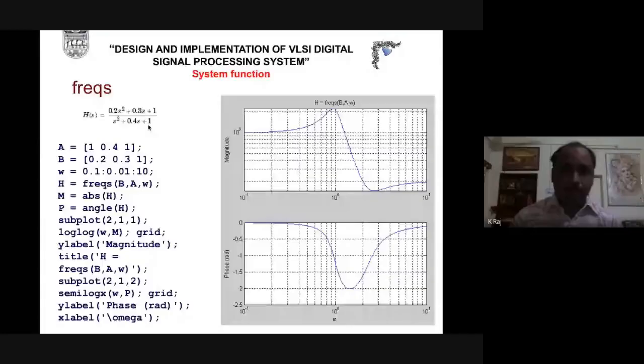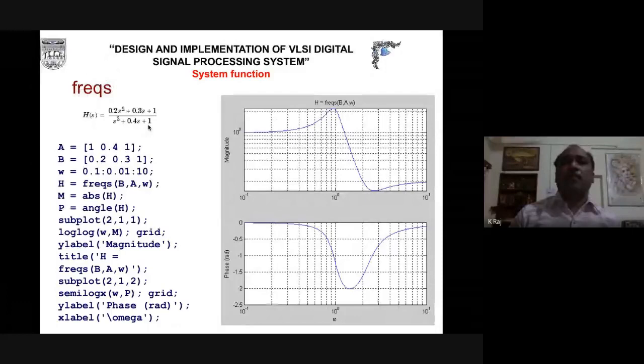In order to consider a larger range of frequency, we make the frequency axis, the x-axis, logarithmic, and we can also make both axes logarithmic. If we use only the semi-log, then we have to use the semilogx command, and if we use logarithmic axes on both, then we have to use the loglog command, as we discussed during the basic concepts of MATLAB.